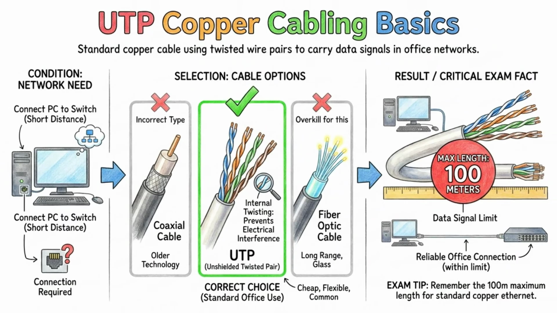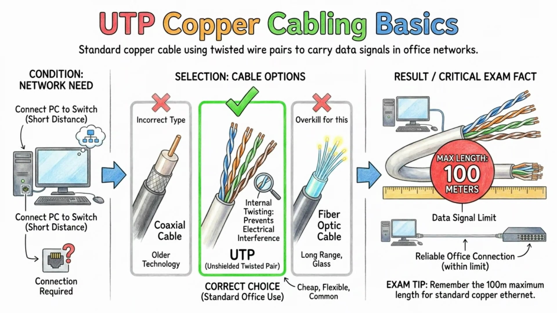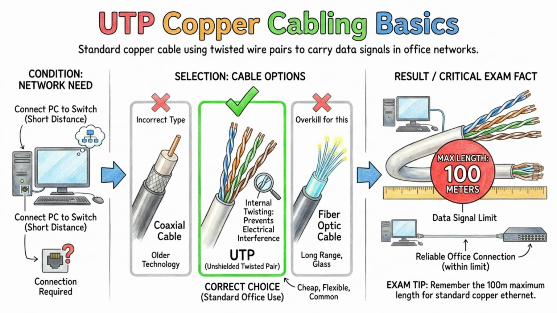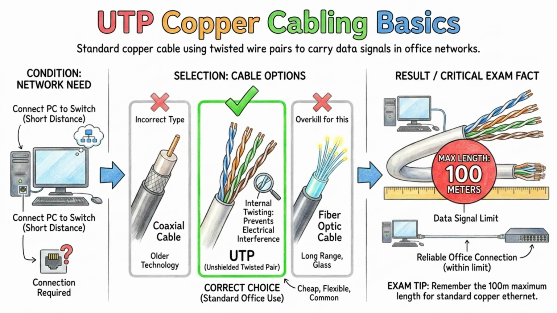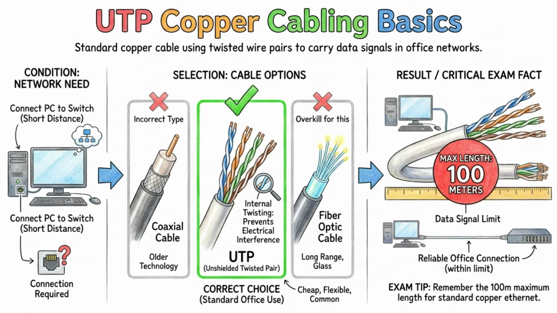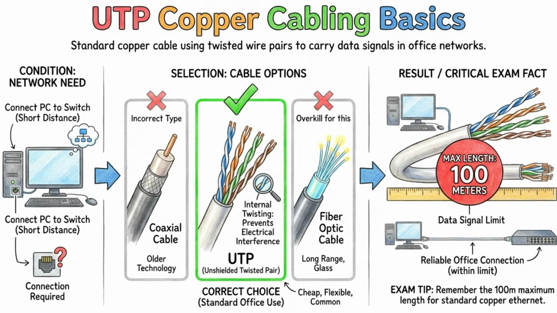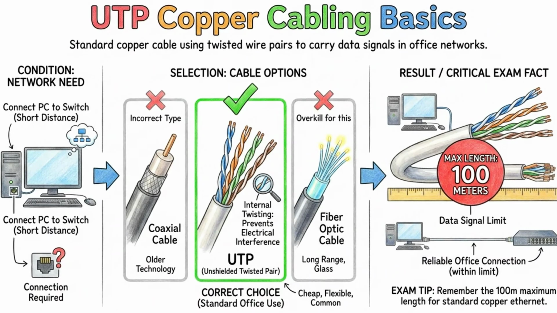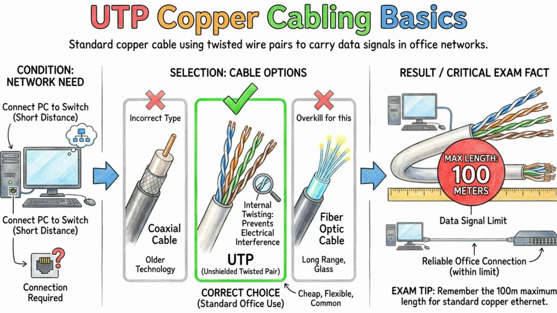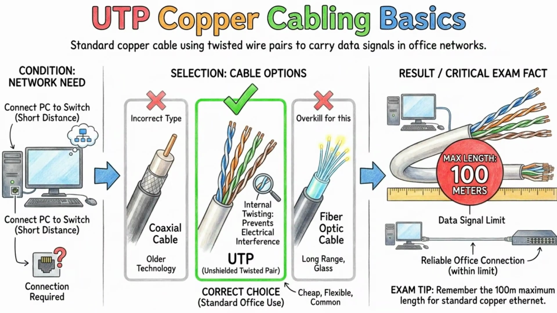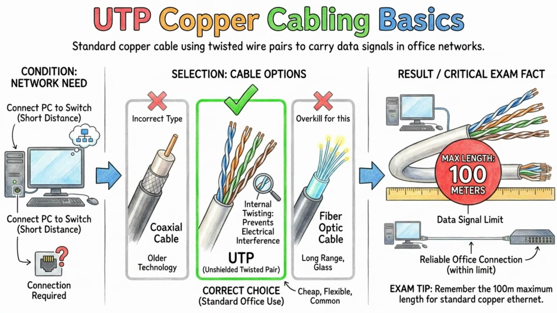Inside a UTP cable, there are 8 tiny copper wires twisted together in pairs, and this twisting is a clever engineering trick that actually helps prevent electrical interference from ruining the data signal. Copper cables are cheap, highly flexible, and perfect for connecting employee computers to the network switch located down the hall. A great exam tip is to remember that standard copper Ethernet cables have a strict maximum length limit of exactly 100 meters before the data signal becomes too weak.